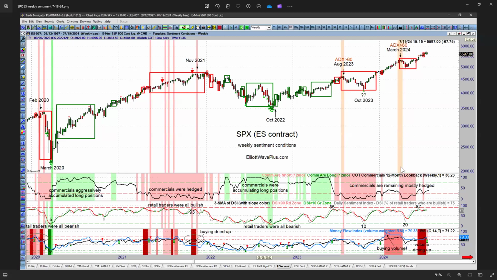But right this second, it's still not perfect. We don't have the 12-month look back commercials fully hedged yet. So it's close. Most of the characteristics of a top are in place, but it's not absolutely perfect.